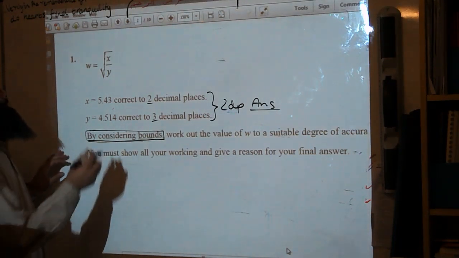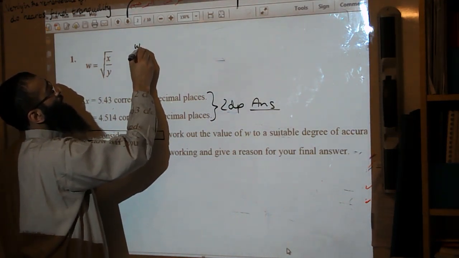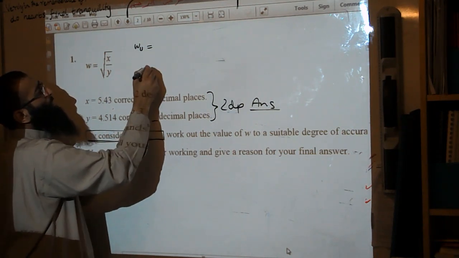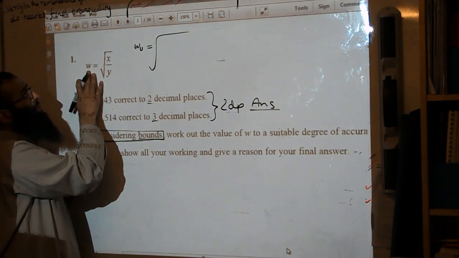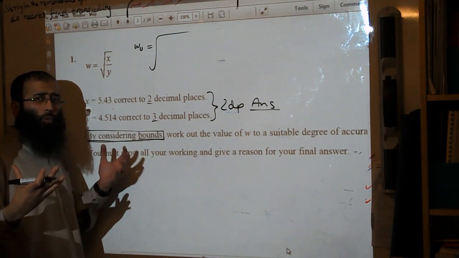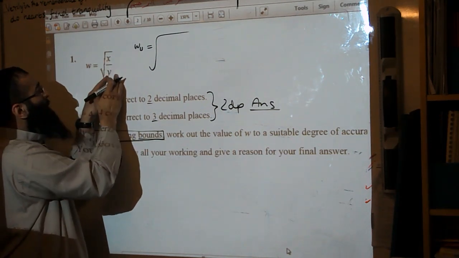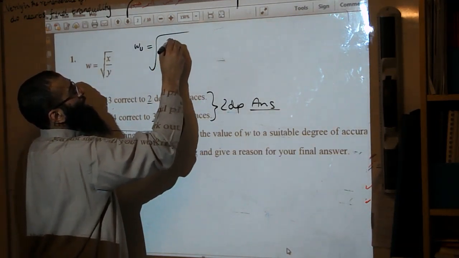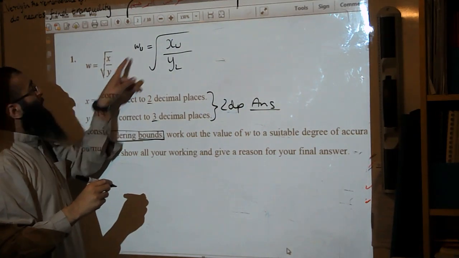So let's have a look. If I want to look at W upper, then with a quotient, a division, to get the maximum number from our formula W, we need x to be as big as possible and y to be as small as possible. Think of it as money: x represents the money that you have, y is the number of people. If you make the money as much as you can and reduce the number of people, each person will get more, so you increase the answer. So x will have to be x upper and y will have to be y lower. That will give us the upper value of W in this formula.